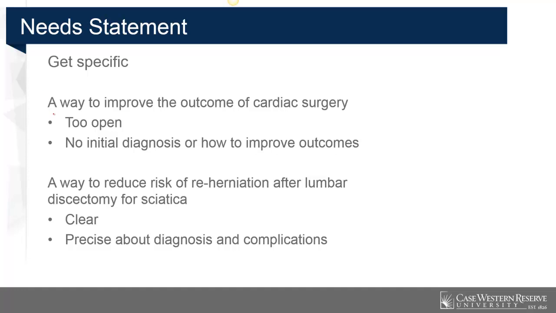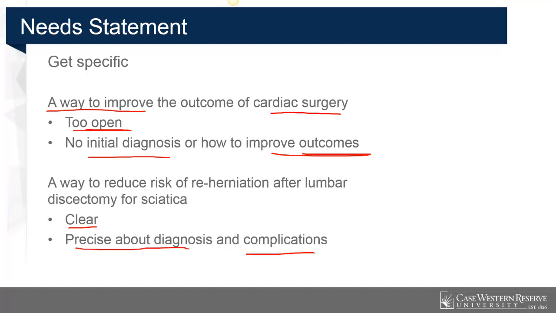All right. So if we say something like a way to improve the outcome of cardiac surgery, this is really wide open. And what's absent here is any initial diagnosis or really how to improve outcomes. There's no measurability of improvement. So let's take a different example and say, how about a way to reduce risk of reherniation after lumbar discectomy for sciatica? So it's a very clear statement, and it's precise about the diagnosis and complications.